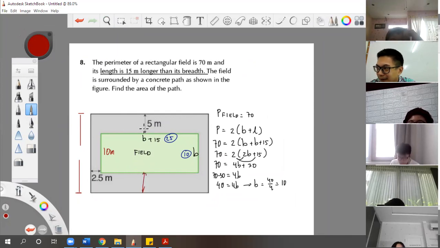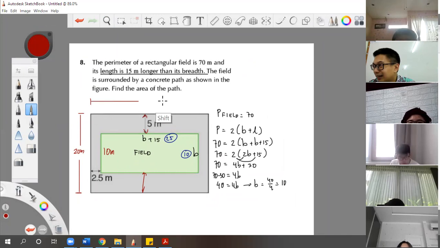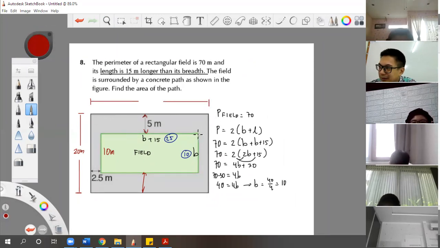Berapa aja, Pak? 20. Terus si length-nya berapa nih? Waduh. Ini challenging ya. Berapa? 30. Dari mana 30-nya? 2.5 plus 25 plus 2.5. 30. Ya, baru kita bisa lihat area of the path.